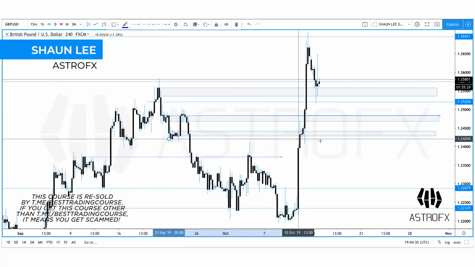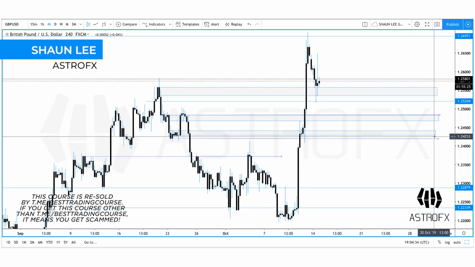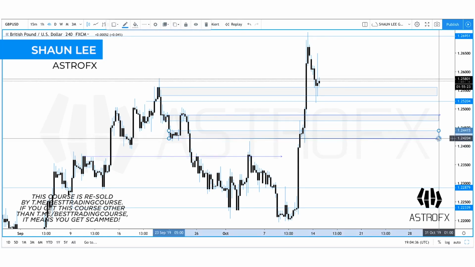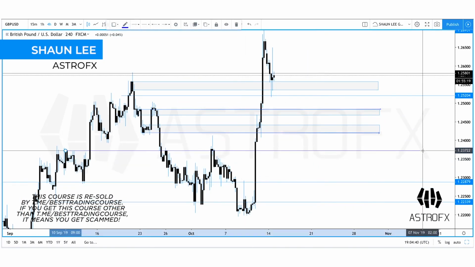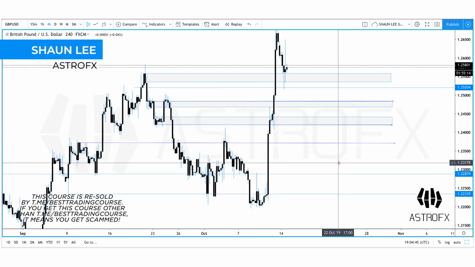This area over here can get a little bit fiddly. Put that there, great. Excellent, and then this one here, I will bring that across because that is and will be relevant if price decides to decline from current market areas.